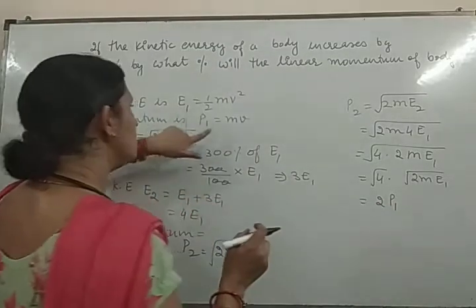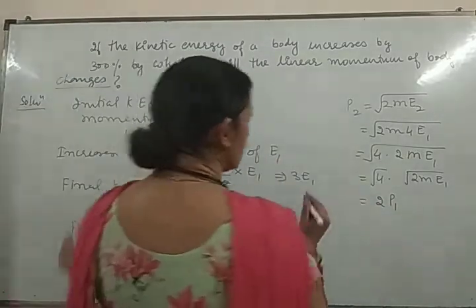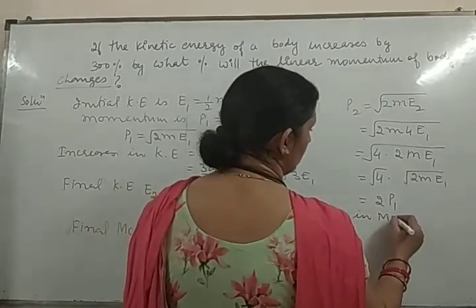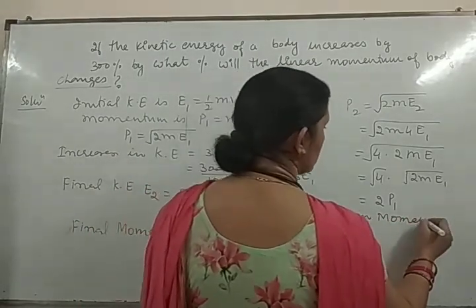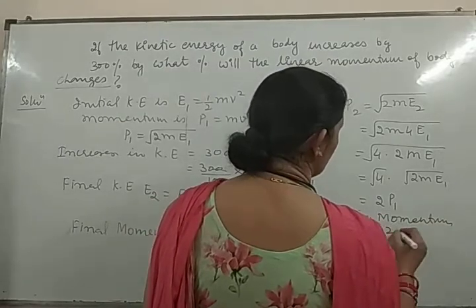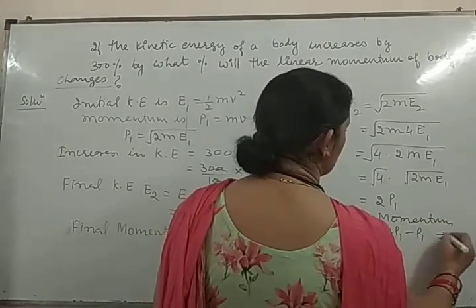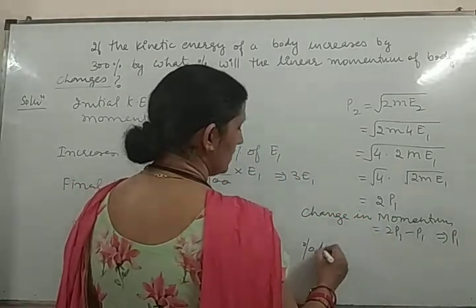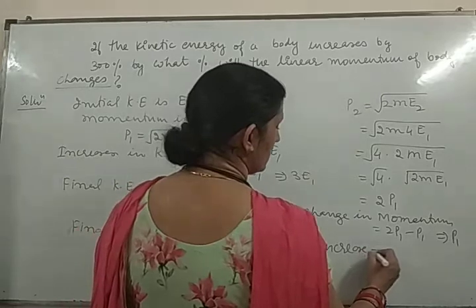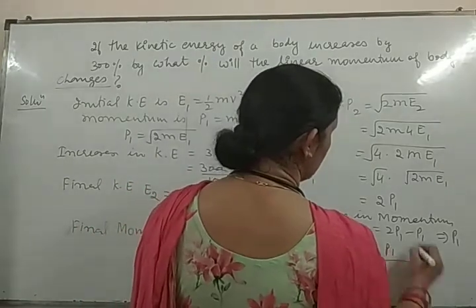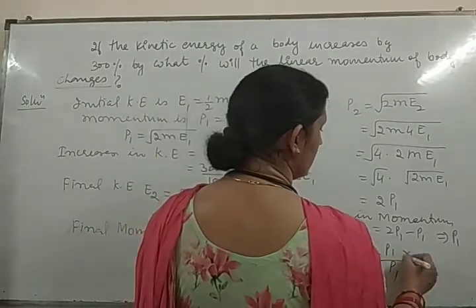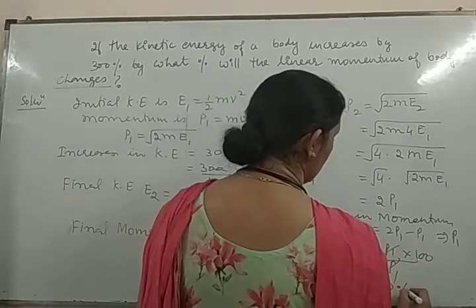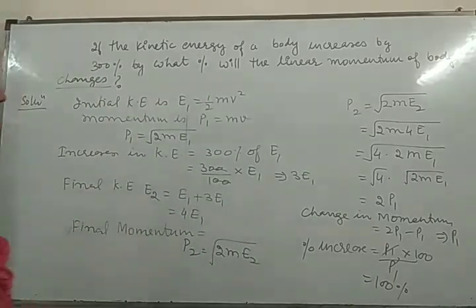Initial momentum is P1. It means the momentum is increased. So change in momentum, it increased, right? Change in momentum is 2P1 minus P1. This is P1. Now what is the percentage increase? Percentage increase is change, that is P1, by original, that is P1, into 100. So it is increased by 100%.